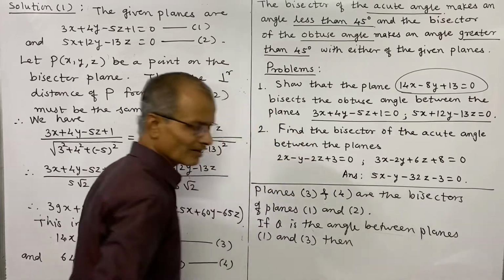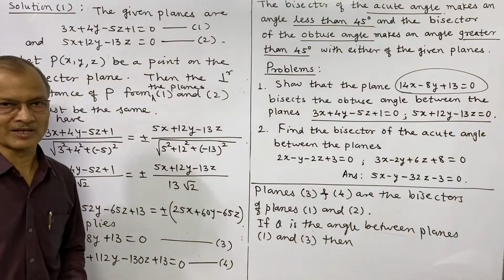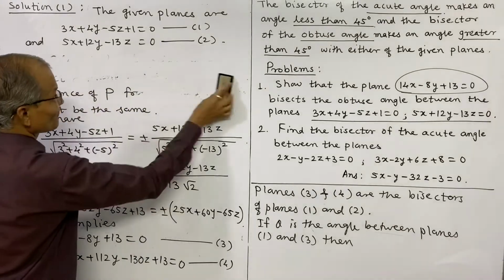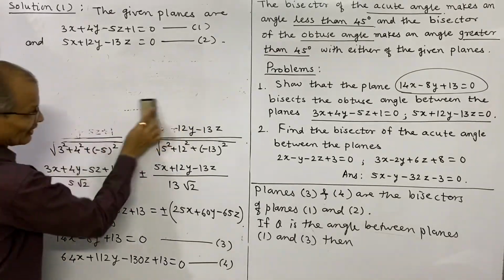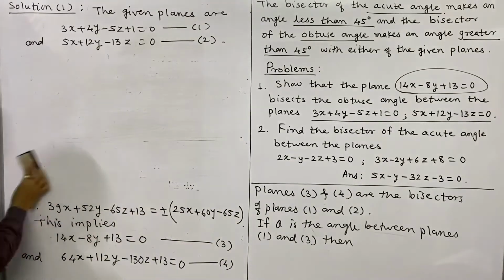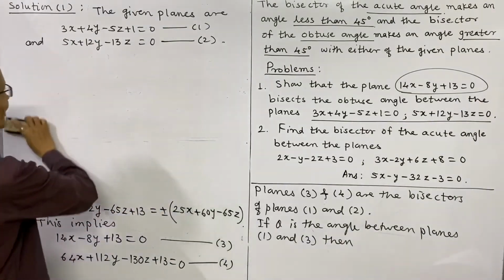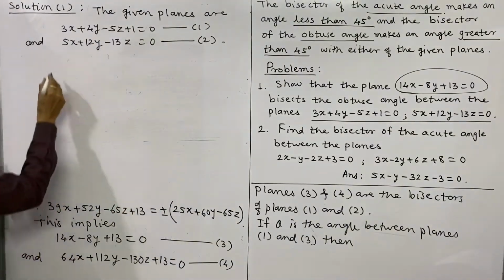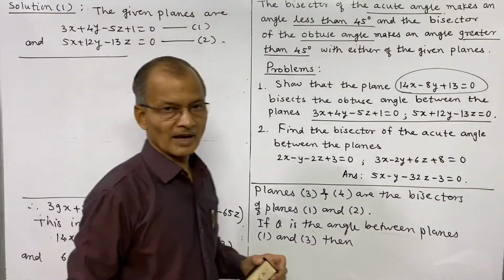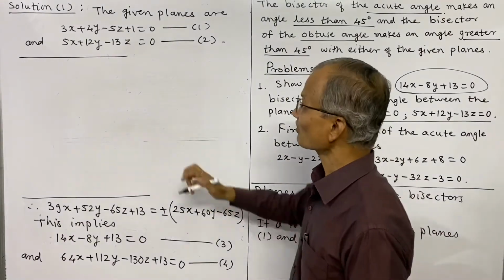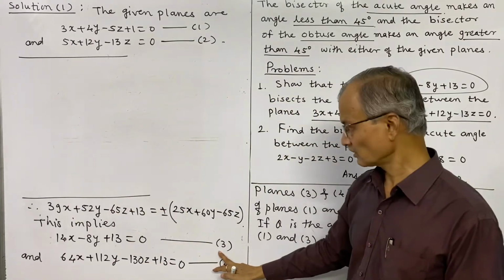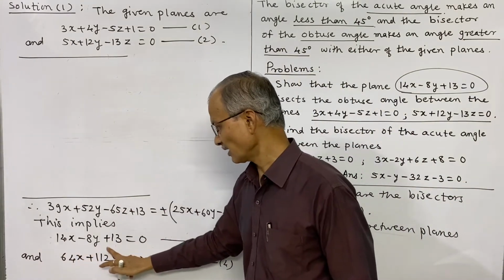then we have studied earlier how to obtain the angle between two planes, or we know the formula for that also. So I shall write it here. See the first plane and third plane only. The angle between the planes means the angle between their normals, and we know the coefficients of x, y, z represent the DRS of the normals. So what are the DRS of normals to the first plane? 3, 4, minus 5. And what are the DRS of the normal to the third plane? 14, minus 8 and 13.